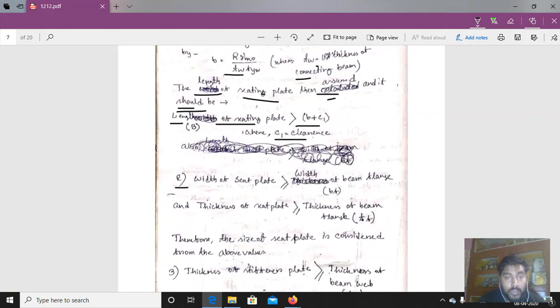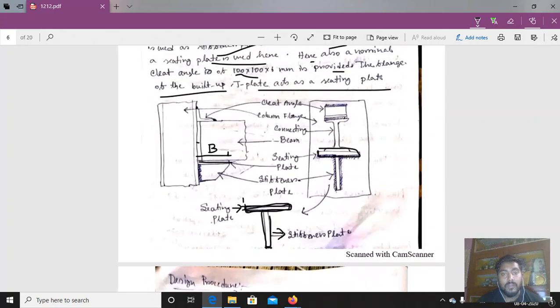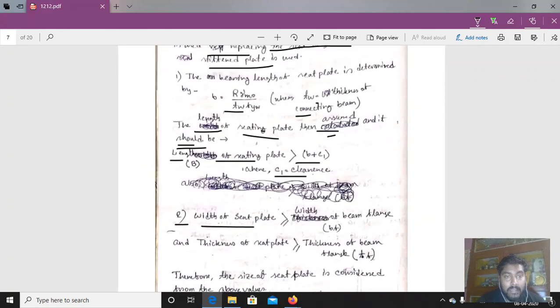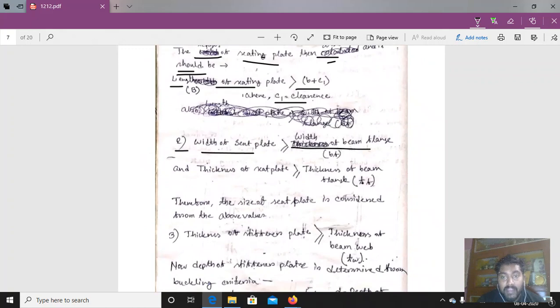Now step number 2 is the width of the seat plate. Now we have to determine the width of the seat plate. So the width of the seat plate equals the width of the beam flange, BF, which should be greater than or equal to the width of the beam flange, BF. This is the first case.